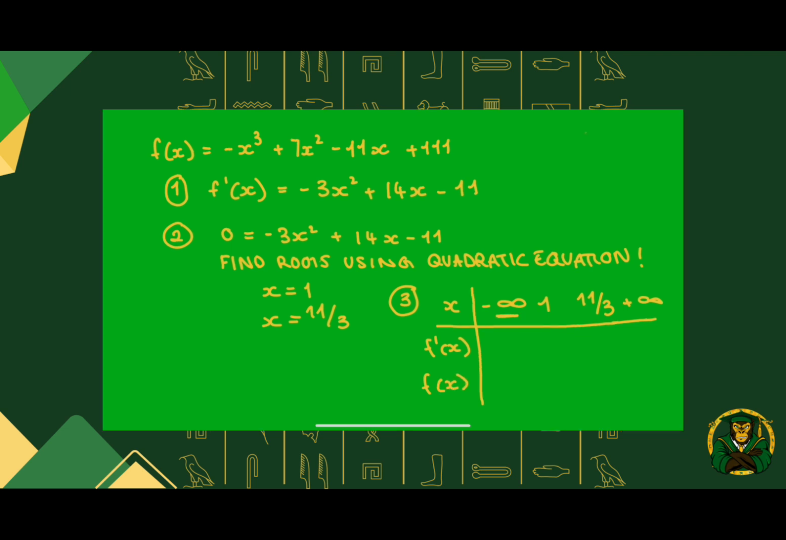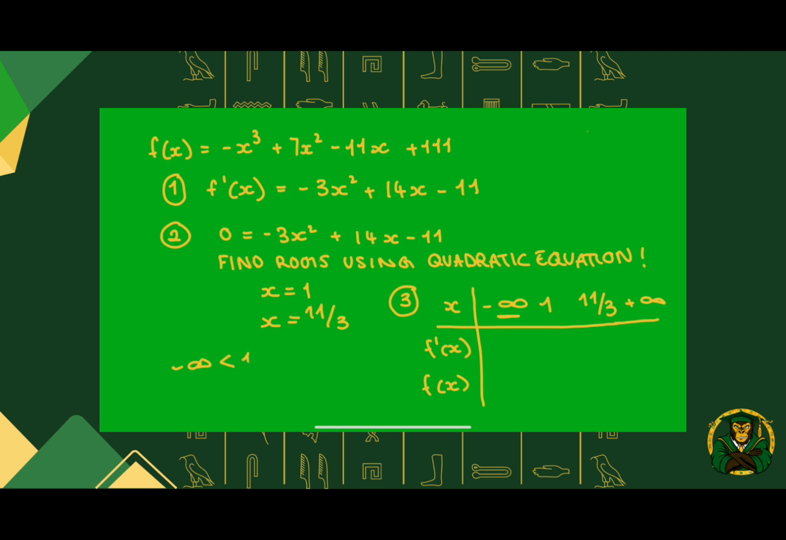So first I'm going to go through negative infinity. Negative infinity is anything below your first root, so 1. It can be 0, it can be negative 1, it can be negative 34, it doesn't matter. I'll use 0. So you put 0 into your f dash x equation. So negative 3 times 0 to the power of 2 plus 14 times 0 minus 11. And that should equal just negative 11. And because it's a negative, you put negative in your table.